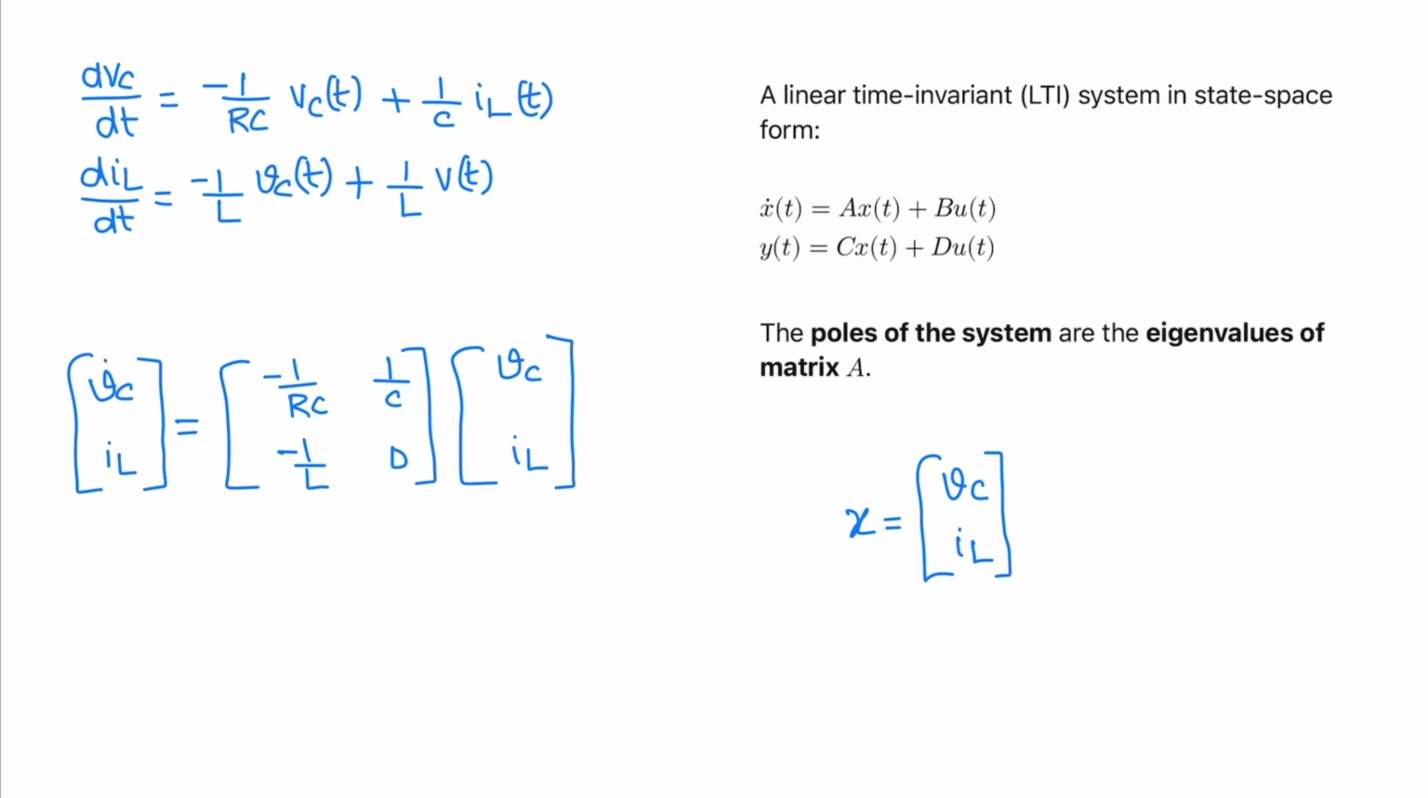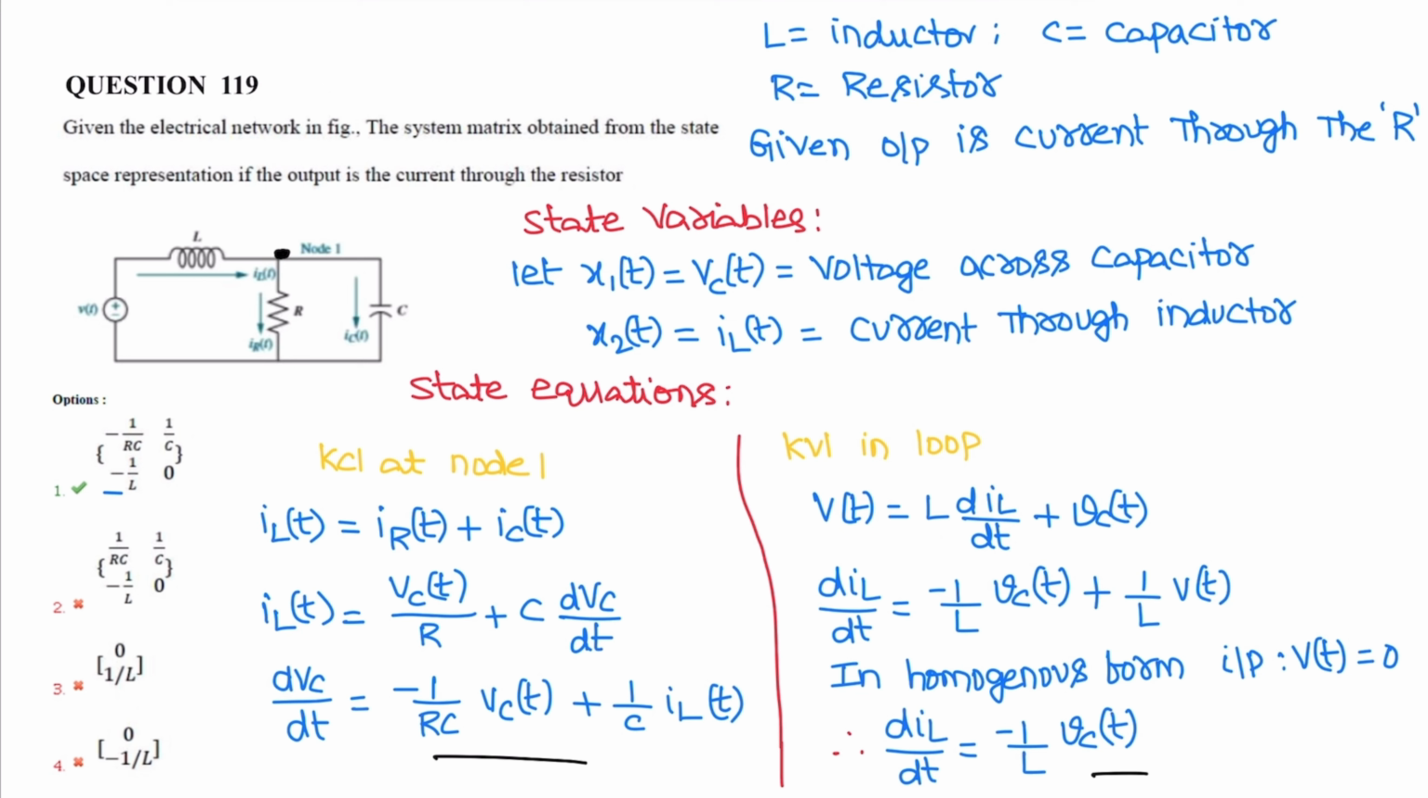Now we will have the state matrix A as minus 1 by Rc, 1 by C, minus 1 by L comma 0. This is the state matrix: minus 1 by Rc, 1 by C, minus 1 by L comma minus 1 by L and 0. The state matrix is option 1.